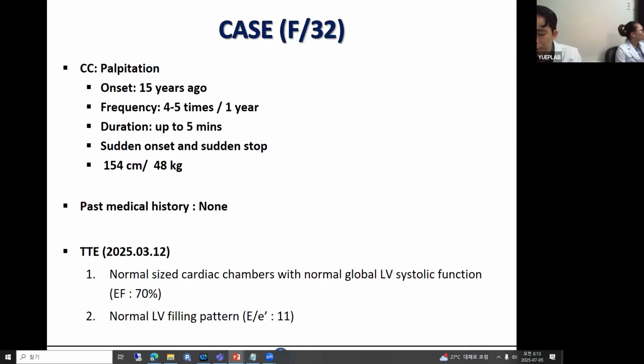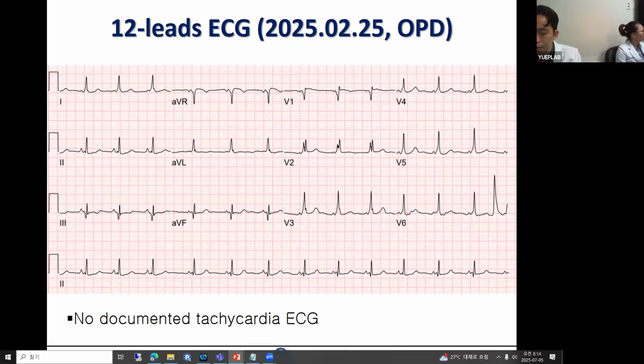It starts suddenly, and there is no testing part story, and as thoracic cardio show function. This is a 12-lead ECG in an outpatient clinic. It shows that there is no documented cardiac arrhythmia.